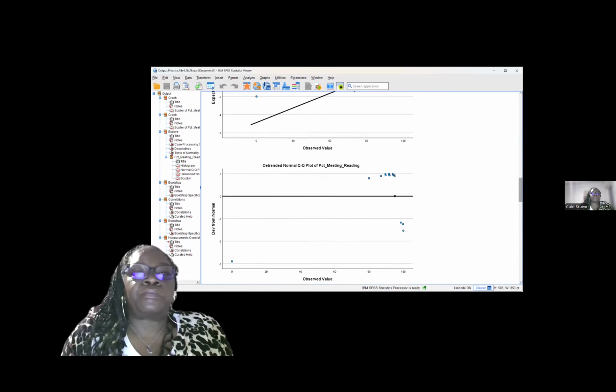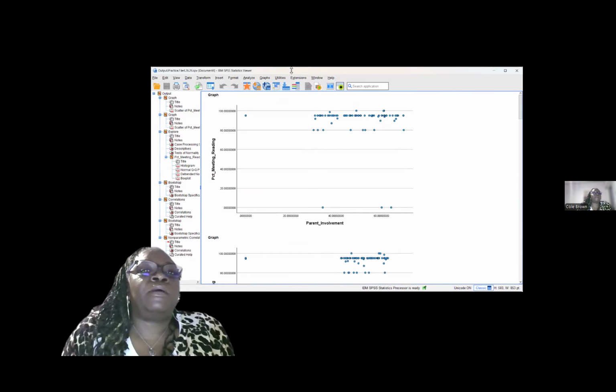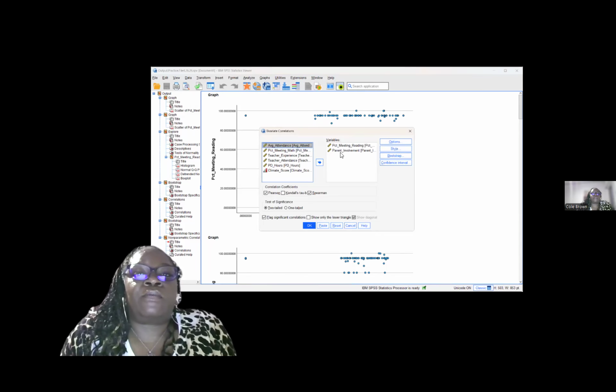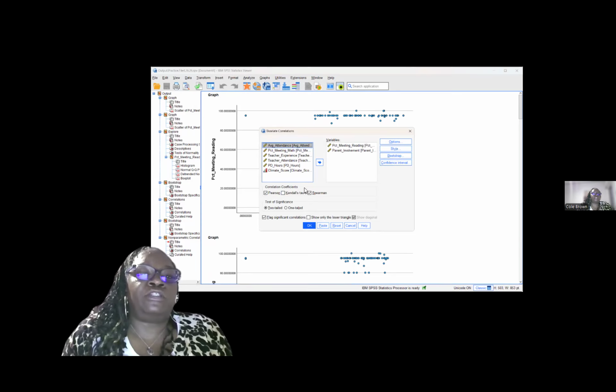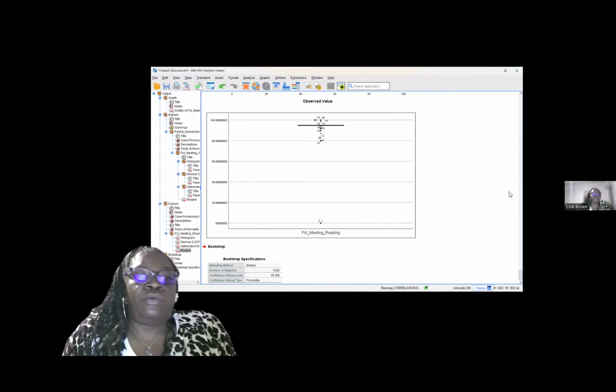All right. And on this particular one, I went ahead and ran the actual analysis where we will correlate our variables. I added the percentage of meeting reading and also the parental involvement, and then we also added in the bootstrap. We made sure the correlation coefficients, Pearson and Spearman, were selected, two-tailed, and we flagged significant correlations. And this is what we came up with.